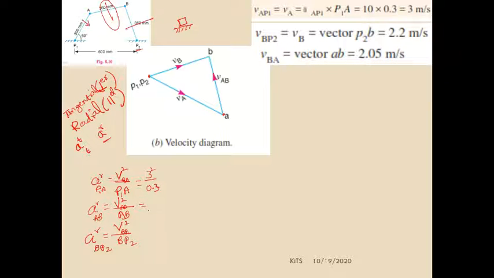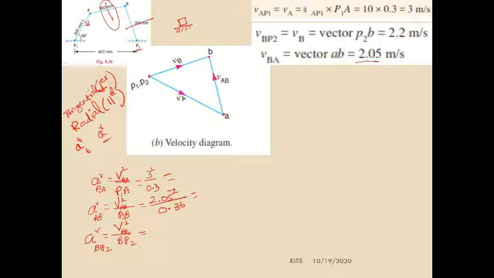Here also, for the velocity of AB, you have to measure the length of this distance. If you measure the distance, the velocity of AB is 2.05 meter per second. So 2.05 squared divided by the length of AB. AB length is 360 mm, which means 0.36. Okay, you will get the answer.